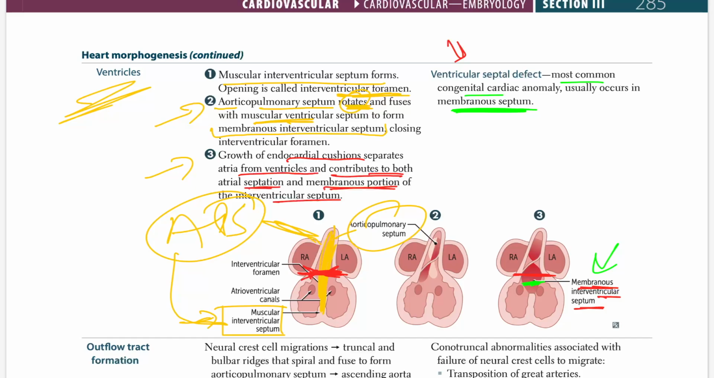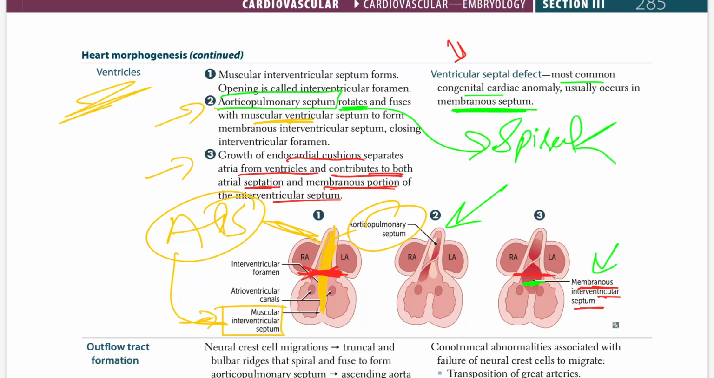Now, the other thing they haven't mentioned is the rotation here. Let's also talk about this one. The aorticopulmonary septum rotates, right? So normal is the spiral. It rotates. If you look here, it is spiraling. It's the spiraling of the aorticopulmonary septum that results in the pulmonary vasculature coming out of the right ventricle, and the aorta coming out of the left ventricle.